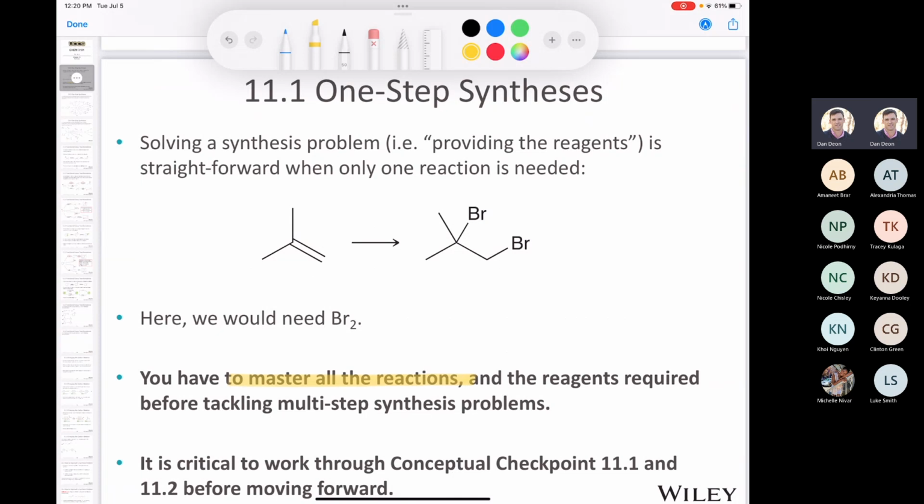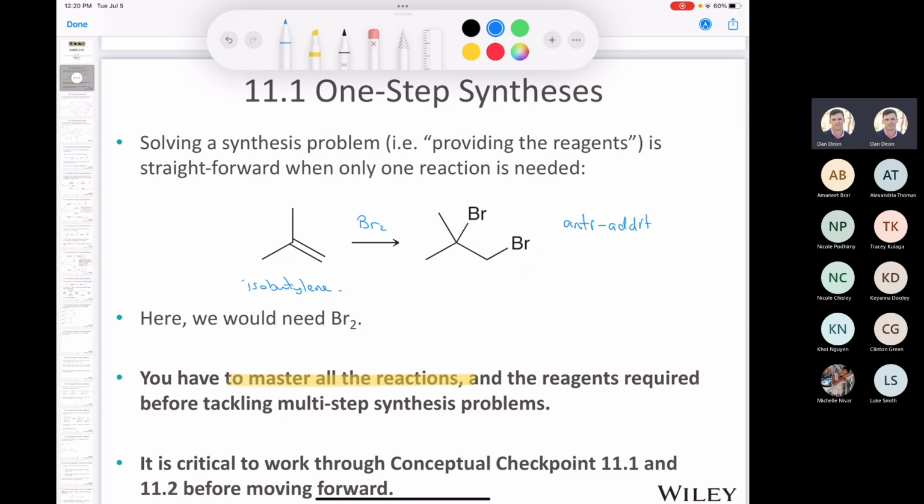Now, let's say you wanted to take this compound here. This is called isobutylene, or you could call it 2-methylpropene. If you treat that with bromine, that's going to add 2 bromines, one on each of the carbons that was in the double bond, to make this dibromo compound. And we know that this occurs by anti-addition.